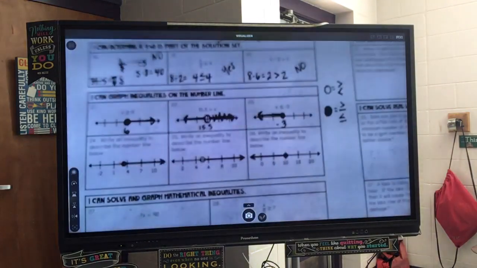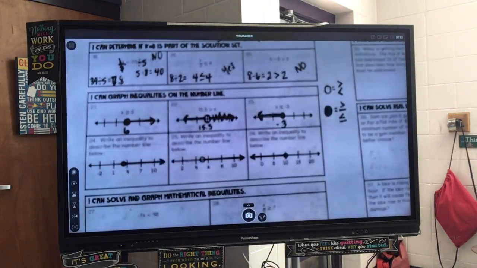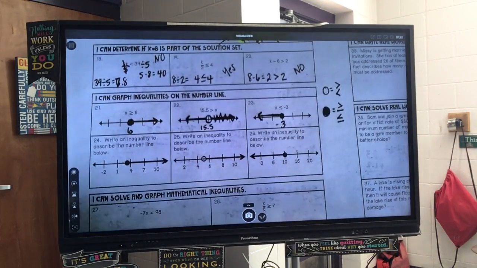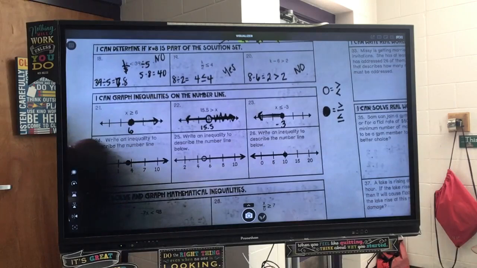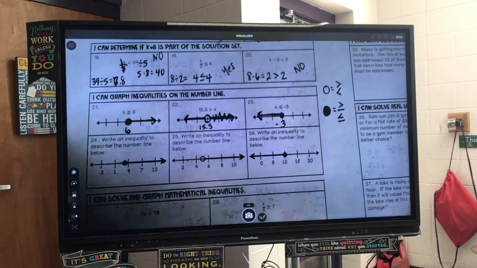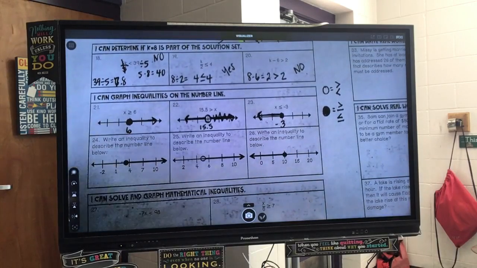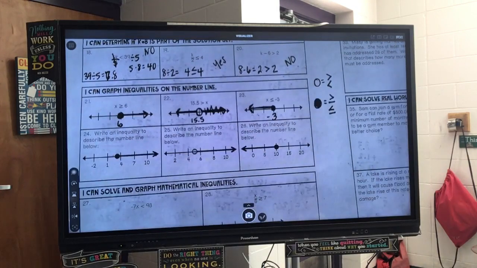Alright, listen please. If you did not finish the rest of this page, you have homework, so you have 24 to 40. If you finished it, you don't have any homework. If you finished almost all of it, you have very little homework. Alright, we will finish this and move into our next study guide tomorrow. Good job today.